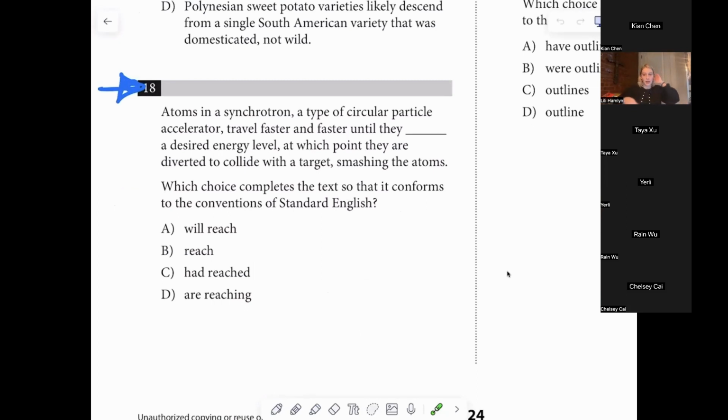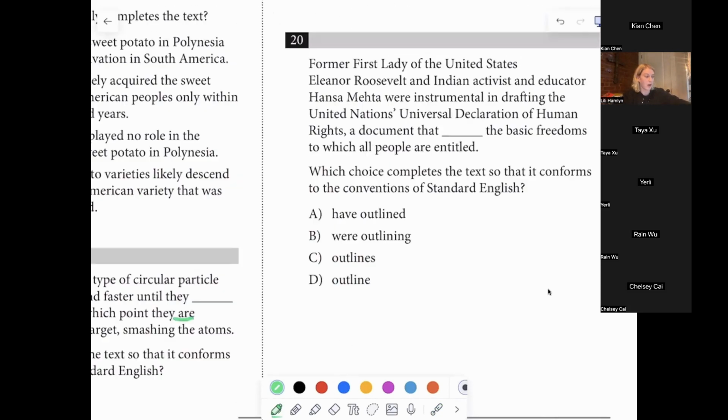Let's have a look at question 18. What did people get for question 18? Just pop it in the chat. Yeah, perfect. Everyone seems to mostly be getting this one right. This is a tense question. The answer is B. It is reach. We can see that they travel faster and faster, at which point they reach this. So we've got the present tense elsewhere, so we want reach. So fantastic. Good shout.